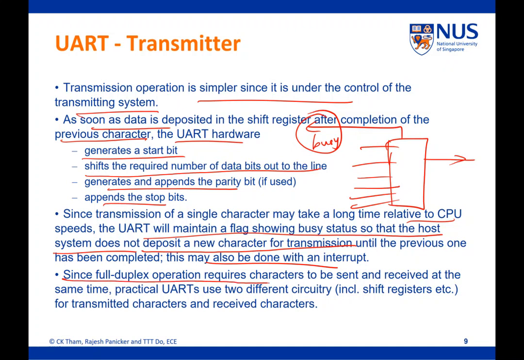Since full duplex operation requires characters to be sent and received at the same time, practical UARTs use two different circuitry, including shift registers, etc., for transmitted characters and received characters. In other words, since it's full duplex, your transmit and receive circuitry operates more or less independently. Okay, you cannot really share hardware between the two. Unlike I2C, where most of the hardware used for transmission and reception is the same, because you either transmit or receive, not at the same time, right? Whereas for UART, it's not so much the case.